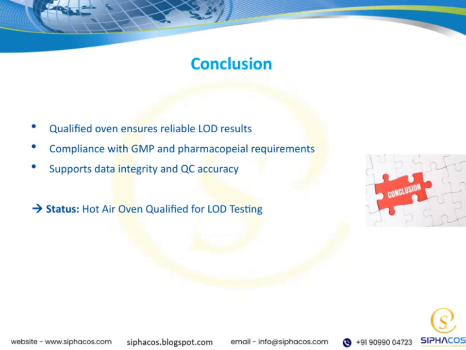In conclusion, having a qualified oven is crucial to ensure reliable LOD results. When the oven is properly qualified, we can trust that the testing environment is consistent and accurate. This directly supports compliance with GMP and pharmacopoeial requirements, which are essential for maintaining quality standards in our industry. Additionally, a qualified oven helps uphold data integrity and improves QC accuracy, giving us confidence in our results.